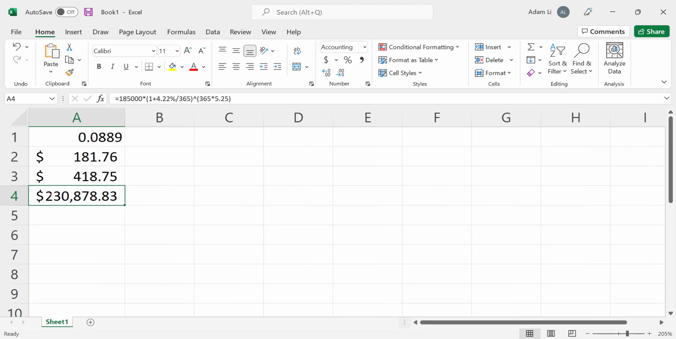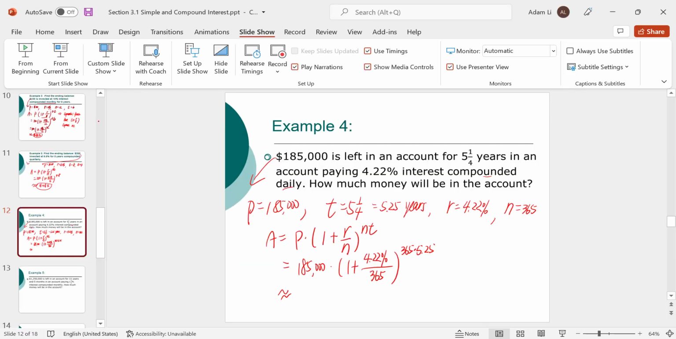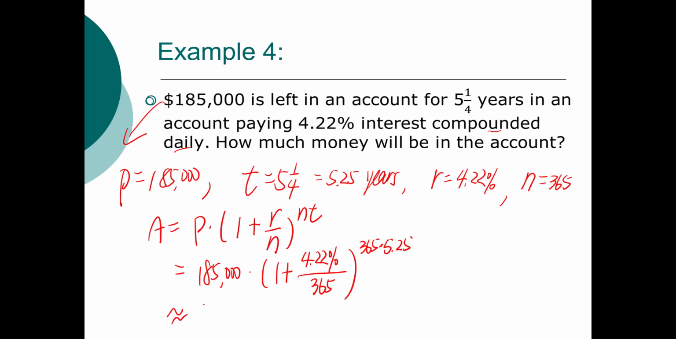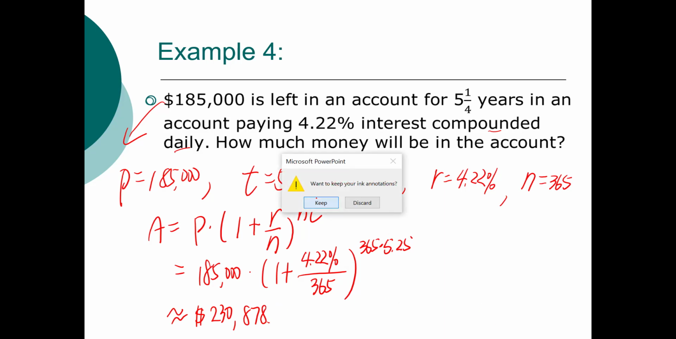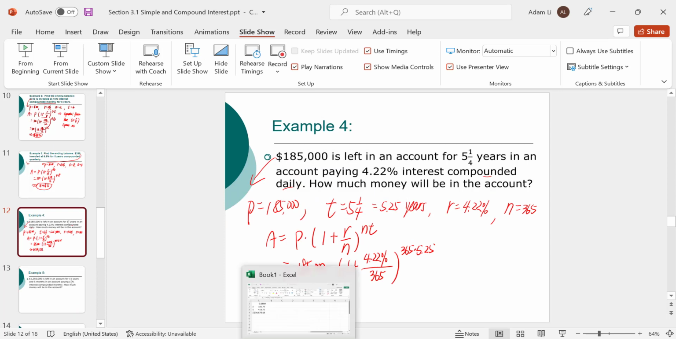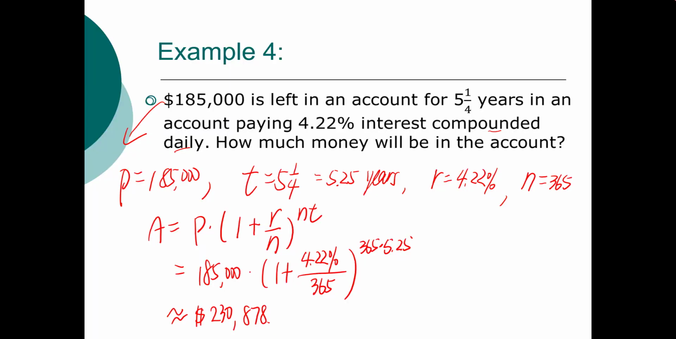So $230,878.83. So the ending balance is $230,878.83. Check. Yeah, 83 cents. That's good. So this is how much money you end up with in the account in the current situation.